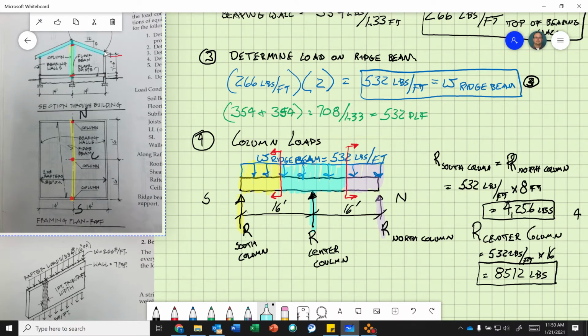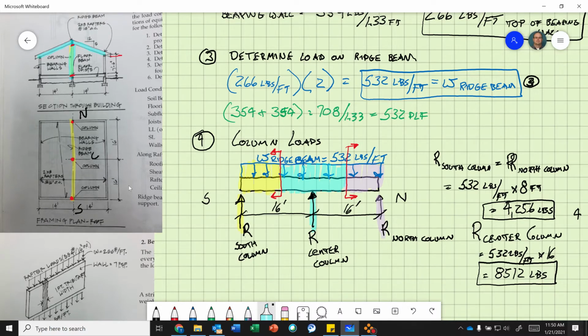So the rafters are supported by the ridge beam. We got the loads per foot on the ridge beam, and then each of these 3 columns has to support the loads from the rafters. And then we have the load per foot on top of the wall on each of the bearing walls here. So that's where we're at.